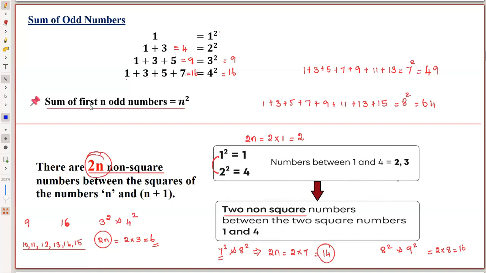The sum of the first n odd numbers is equal to n square. This is the formula.